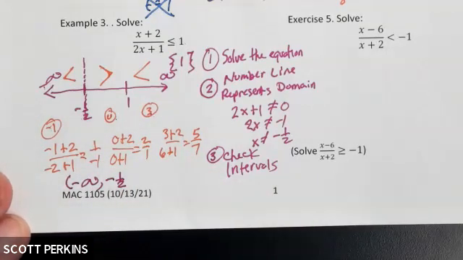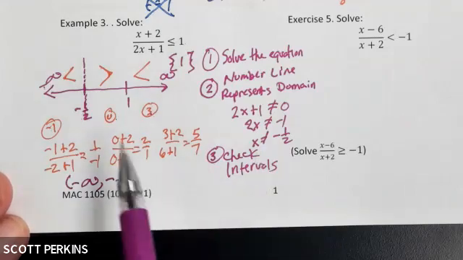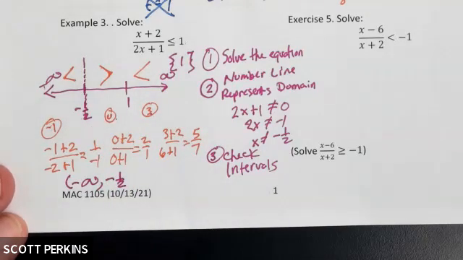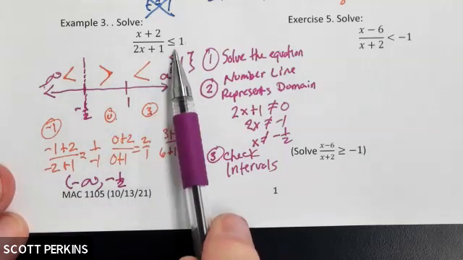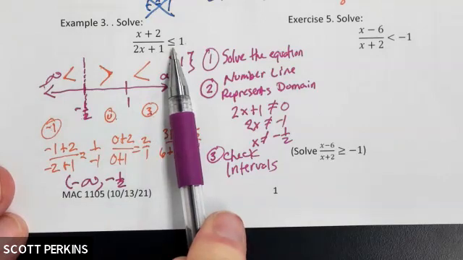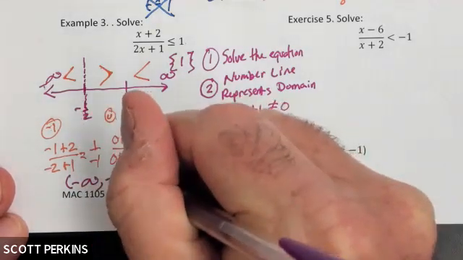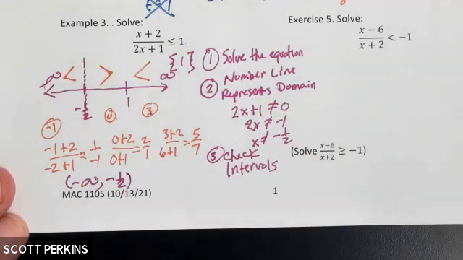Question. Let's see if you're still awake. I know it's tough sometimes to stay awake in this class. Am I going to put a bracket or a parenthesis at the -1/2? I know I got an equality, but it's not a point of equality. At -1/2, we have an asymptote. So it's always going to be a parenthesis at an asymptote, no matter what.